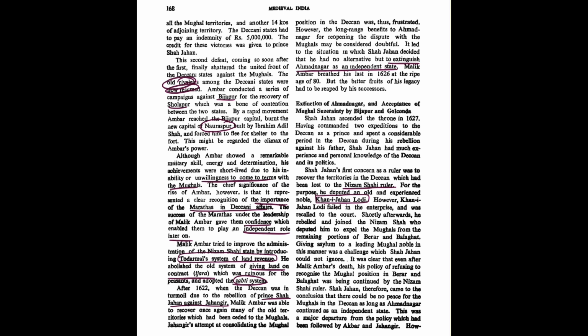Shortly after, he rebelled and joined the Nizam Shah, who deputed him to expel the Mughals from the remaining portions of Berar and Balaghat. Giving asylum to a leading Mughal noble in this manner was a challenge which Shah Jahan could not ignore. It was clear that even after Malik Ambar's death, his policy of refusing to recognize the Mughal position in Berar and Balaghat was being continued by the Nizam Shahi ruler. Shah Jahan therefore came to the conclusion that there could be no peace for the Mughals in the Deccan as long as Ahmednagar continued to be an independent state.